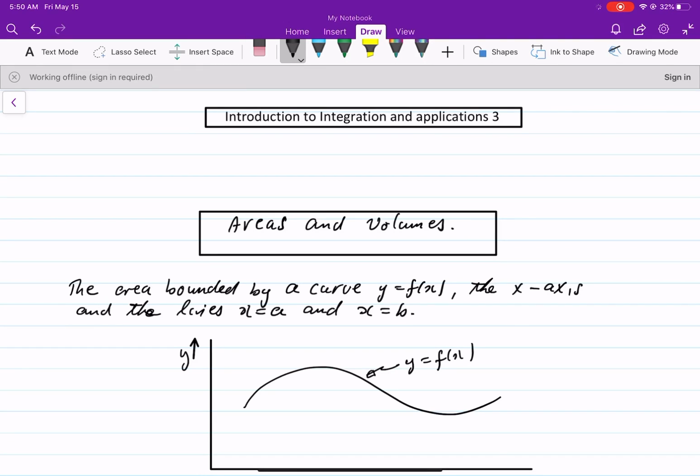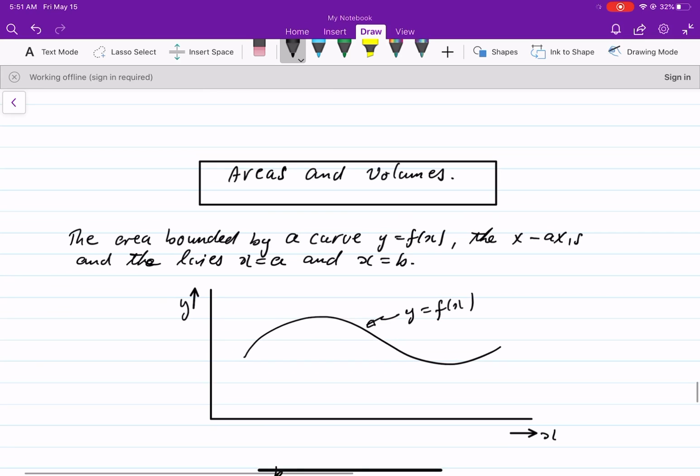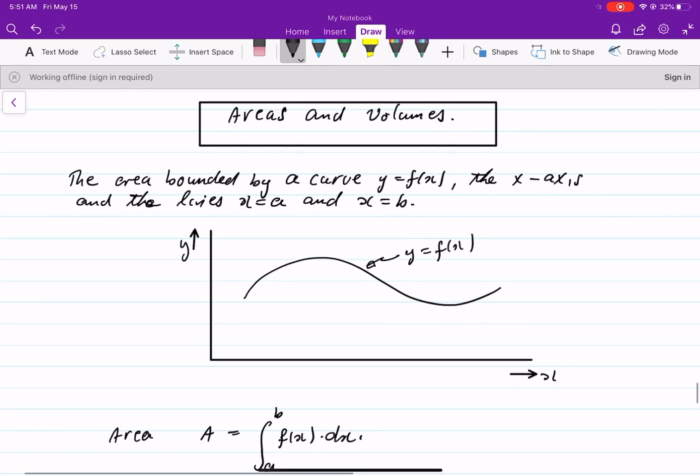We're about to start the third in a series of videos on integration and applications. This is the third of three, and this one deals with how you calculate areas and volumes using integration. So without further ado, let's jump right in.